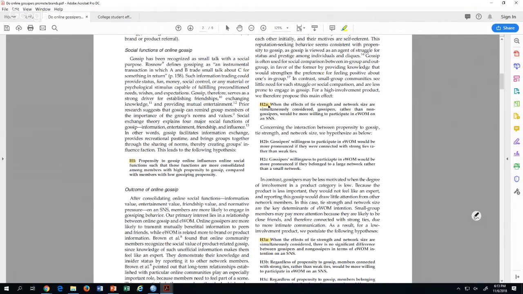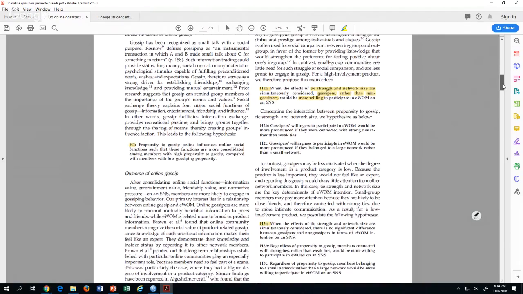So here we see H2A. When the effects of tie strength and network size are both considered, gossipers rather than non-gossipers will be more willing. So from that, what are our factors? Tie strength, network size, and gossipers or non-gossipers. They have 3 factors. And what is the dependent variable? Their willingness, yeah. And they break this down.